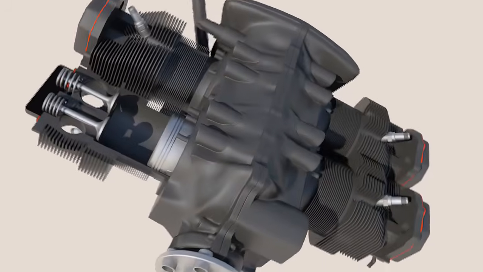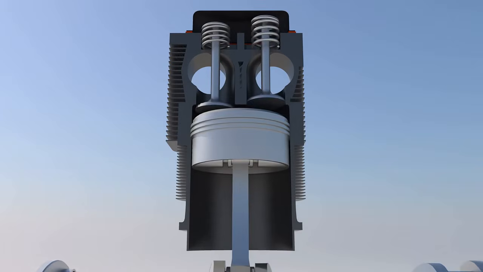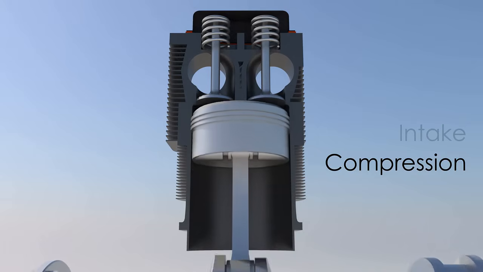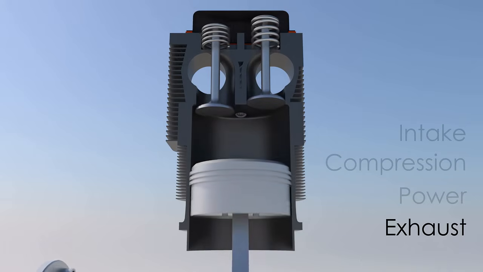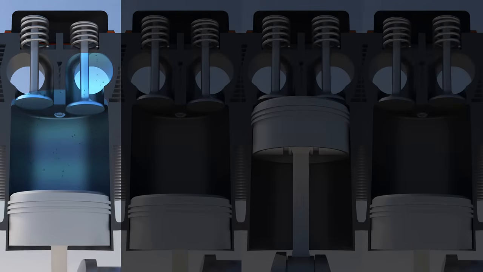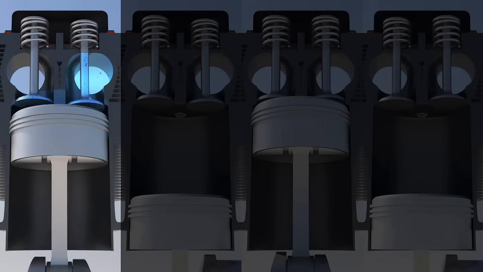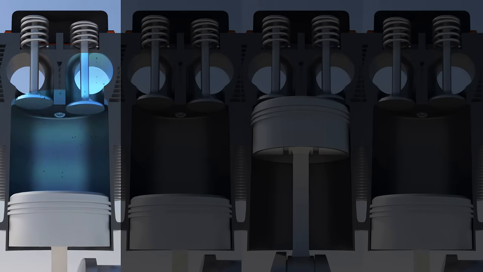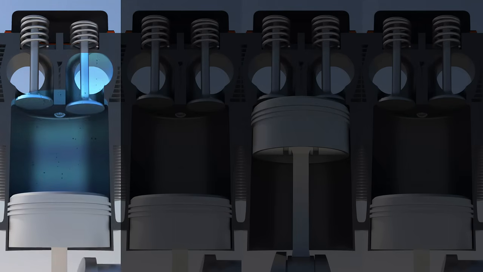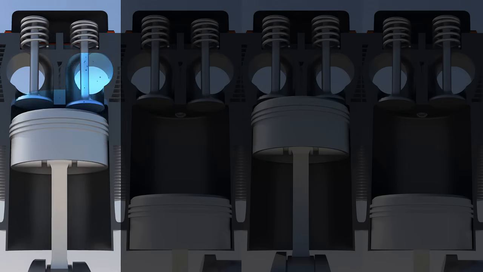The cylinders undergo a continuous four-stroke cycle. The four strokes are called intake, compression, power, and exhaust. The first stroke, the intake stroke, is when the piston inside the cylinder moves away from the cylinder head. As the piston moves away, the intake valve opens, and the fuel-air mixture is sucked into the cylinder's combustion chamber.